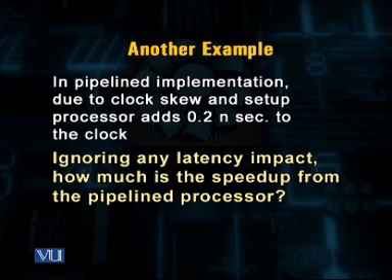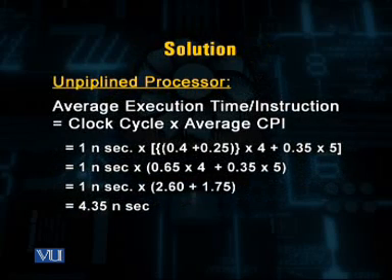Now here we want to see, ignoring any latency impact, how much is the speed up from the pipeline processor. So for this purpose, let us first of all calculate the time required to execute a program on the unpipelined architecture. This is shown over here: the average execution time per instruction is equal to clock cycle multiplied by the average clock cycles per instruction.